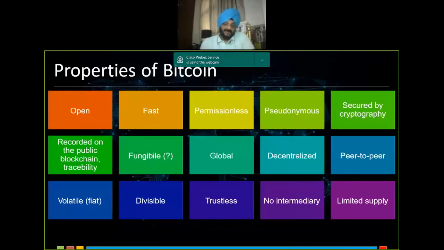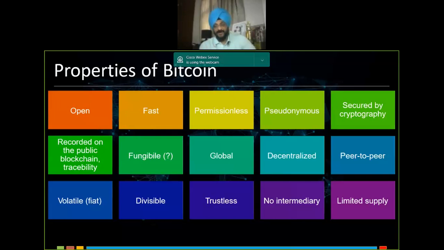It's permissionless. There's no permission. There's no central body which is binding any Bitcoin cryptocurrency. It's pseudonymous. Why is it pseudonymous? Because it has the capability of being anonymous, but because of the pseudonymous features, we can find out who is the holder of that Bitcoin and where the Bitcoin was mined. It's secured by cryptography.